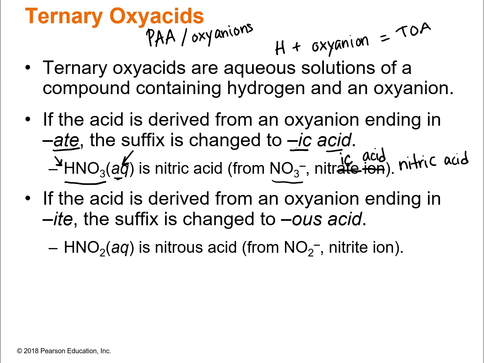If you have an acid that's derived from an oxyanion ending in ITE, then you change it to OUS acid. NO2 comes from nitrite, which is NO2 minus. So you get rid of the ITE and replace it with OUS. Replace ion with acid. Then you have nitrous acid.